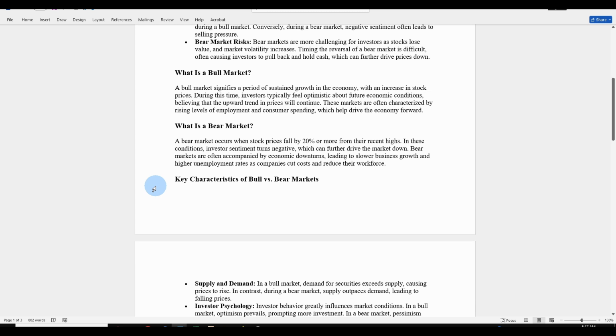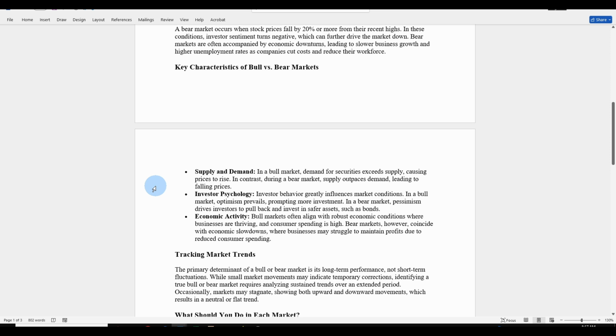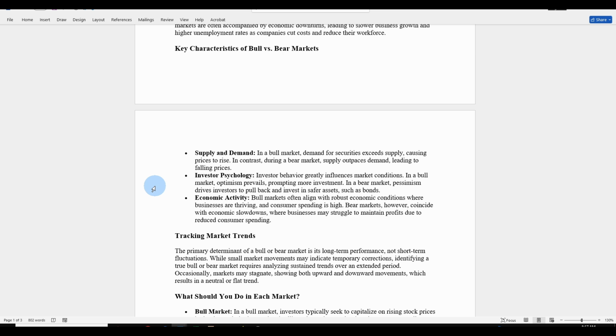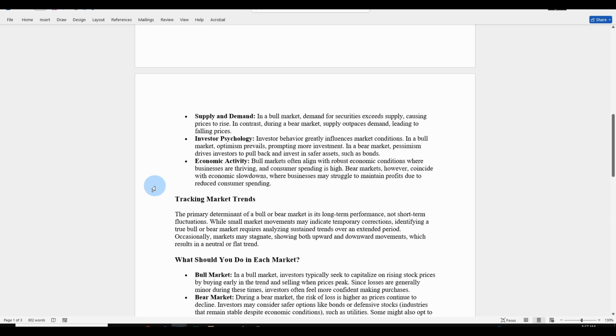Key characteristics of bull versus bear markets: supply and demand. In a bull market, demand for securities exceeds supply, causing prices to rise. In contrast, during a bear market, supply outpaces demand, leading to falling prices. Investor psychology: investor behavior greatly influences market conditions. In a bull market, optimism prevails, prompting more investment. In a bear market, pessimism drives investors to pull back and invest in safer assets such as bonds.